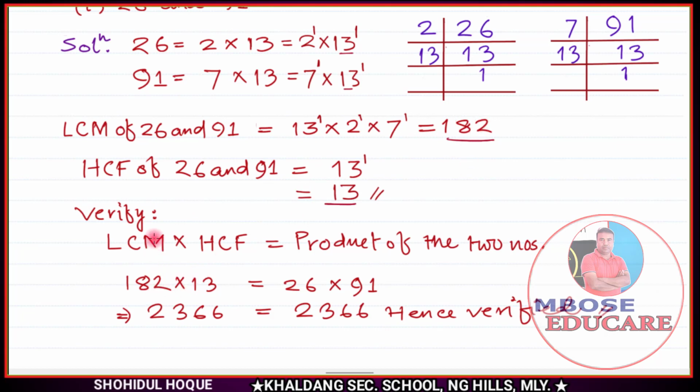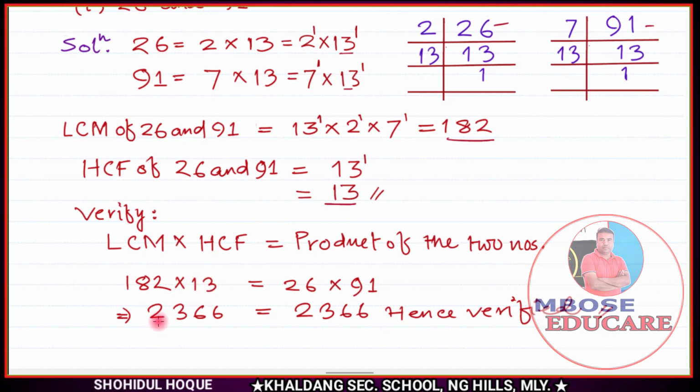In the place of LCM we shall write 182, and in the place of HCF we have to write the value of HCF, 13, is equal to the product of two numbers. Which two numbers did we take? That is 26 and 91. So we shall write 26 into 91. 182 is multiplied by 13, and we shall get the result.